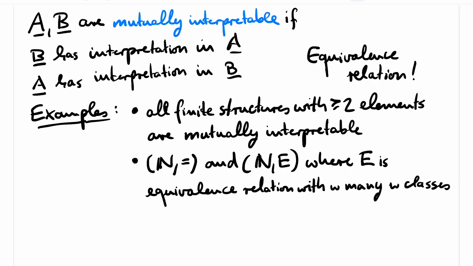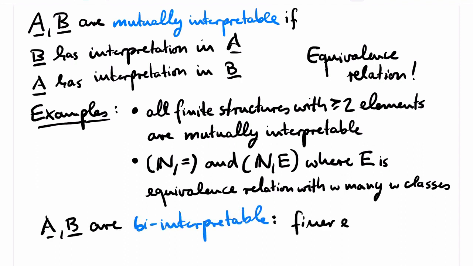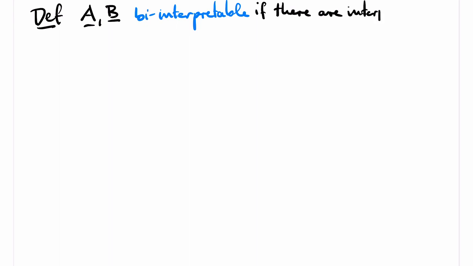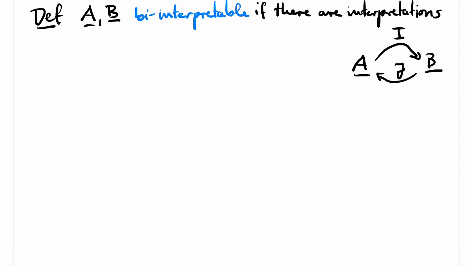These are easy exercises. We want to define another equivalence relation called bi-interpretability, which is much finer. Two structures A and B are called bi-interpretable if first of all they are mutually interpretable. That is, there is an interpretation I of B in A and an interpretation J of A in B, such that additionally, I composed with J is definable in B, and J composed with I is definable in A.